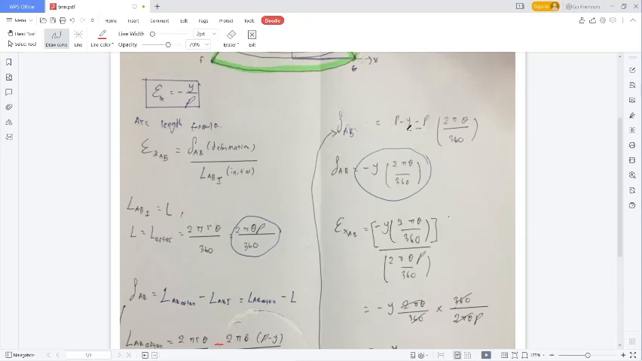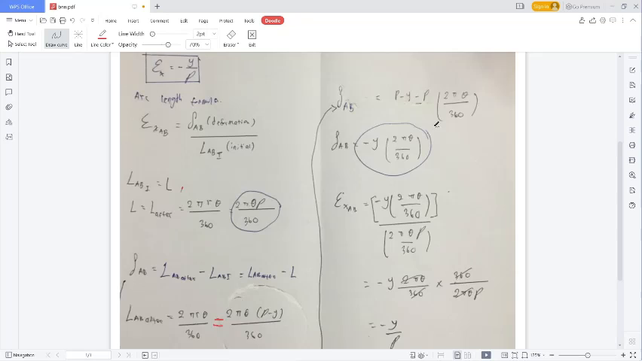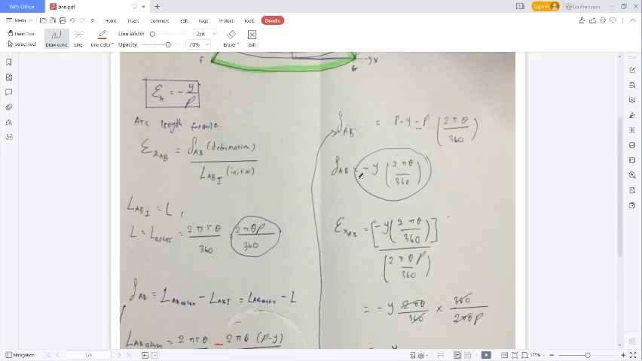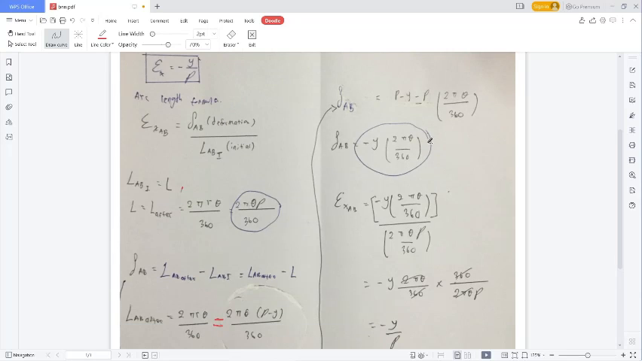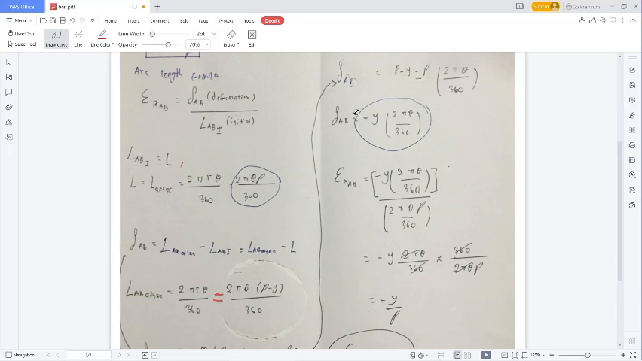Simplifying this equation even more, you will get something like this: rho minus y minus rho. Thus, we get negative y times 2 pi theta over 360 degrees. So now we have our deformation at AB, and we can finalize this normal strain equation, or bending strain equation.